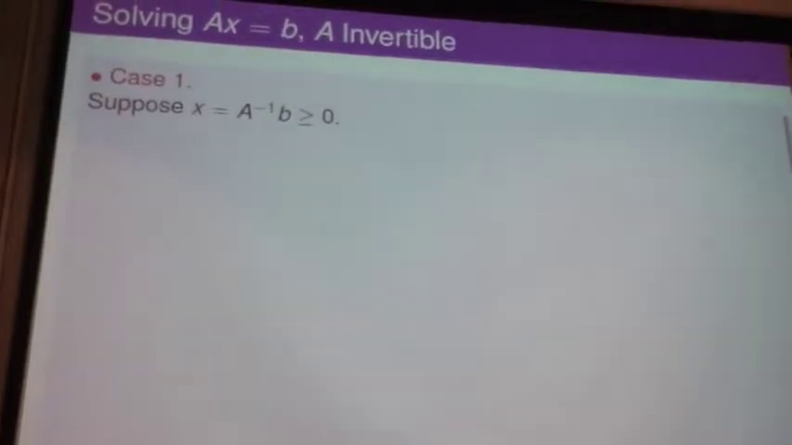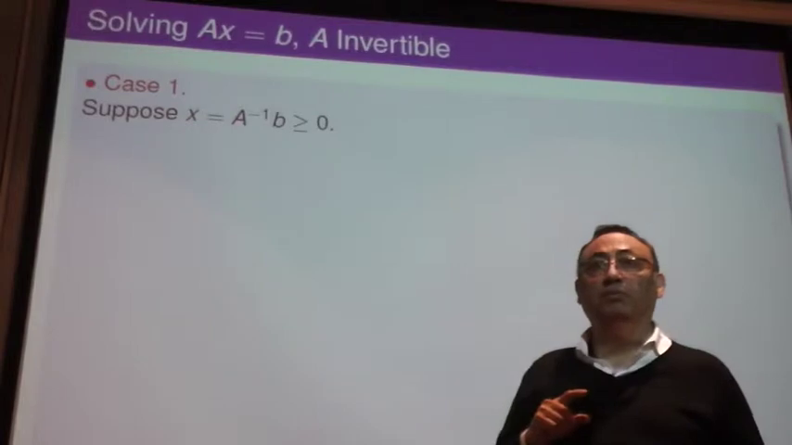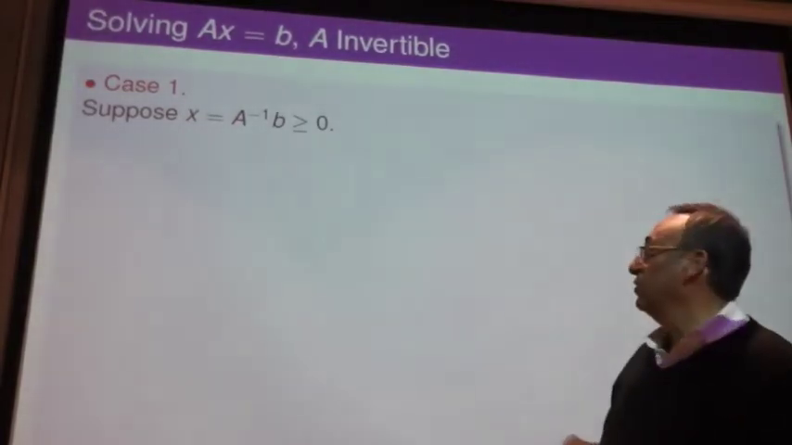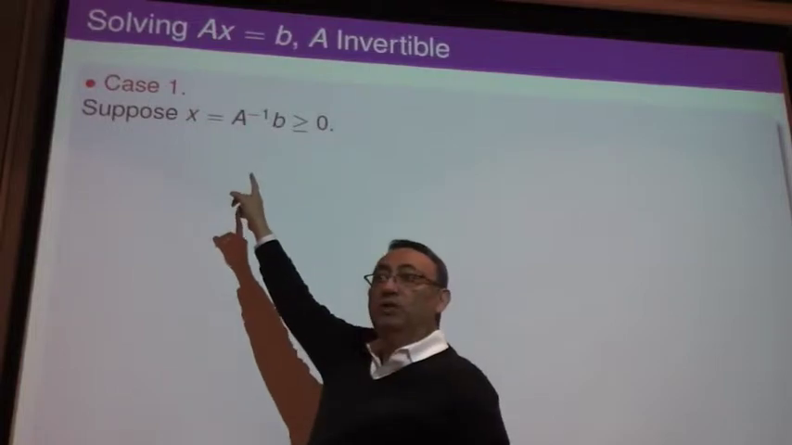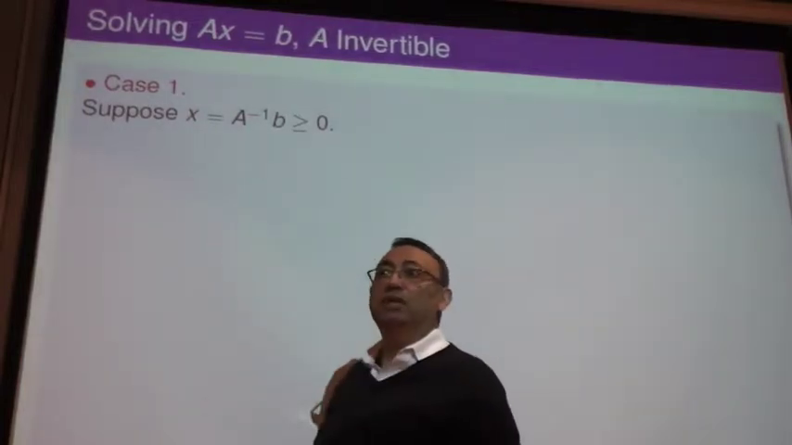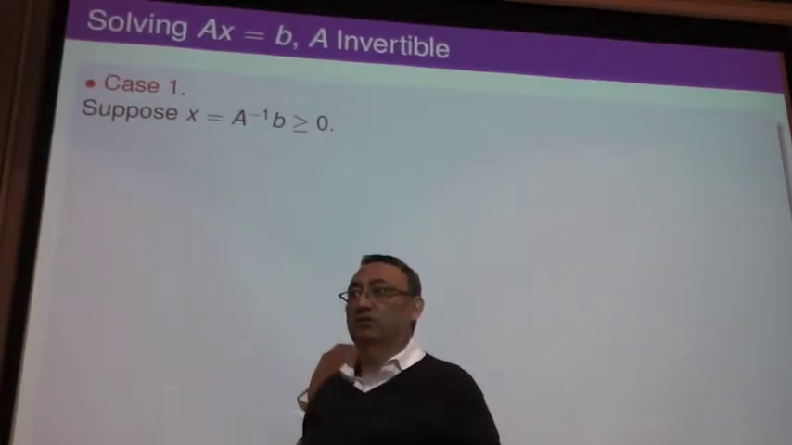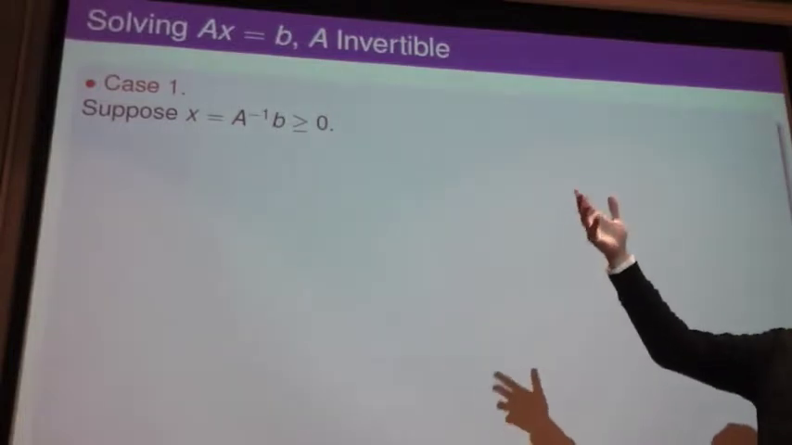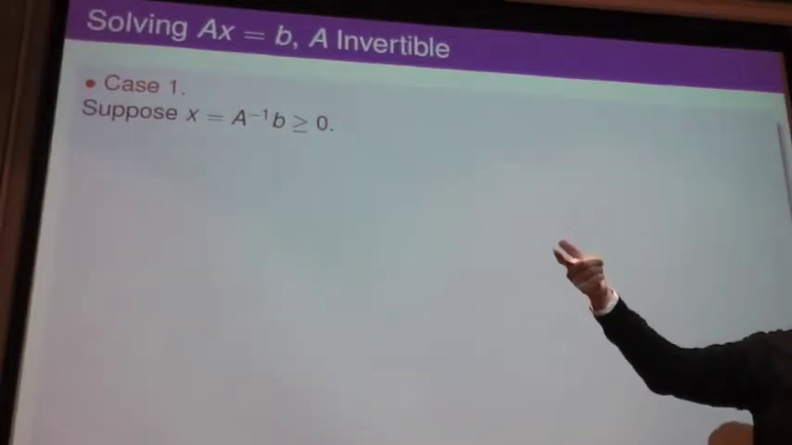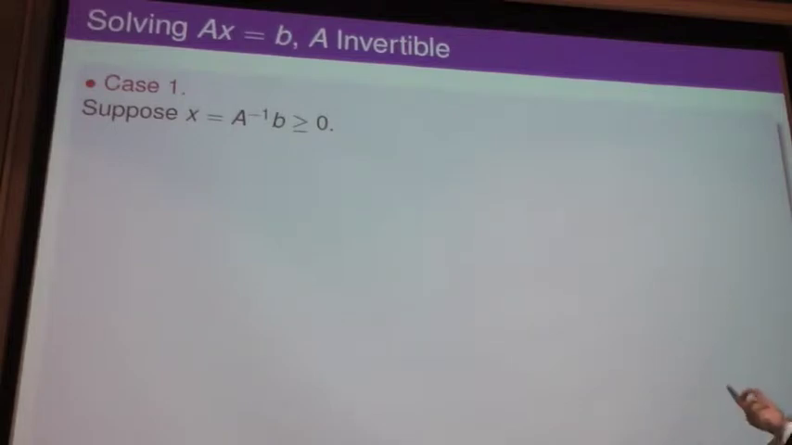Invertible matrix. How do I solve it? I want to solve it as a convex hull problem. So suppose that we are lucky and x to begin with is bigger than or equal to zero, the solution is non-negative. It's like the triangle, the first problem that I gave, where we have a triangle, we know a point is inside. I know all the coefficients, the multipliers, whatever you call them, are non-negative.